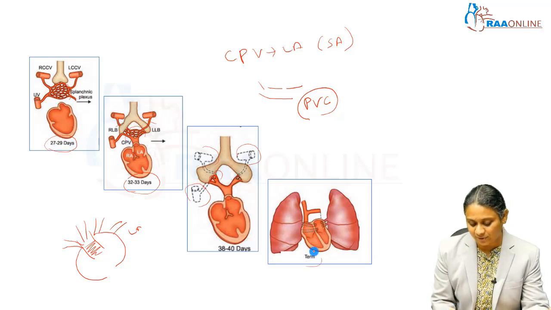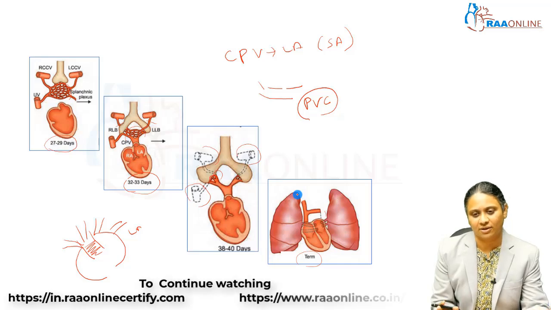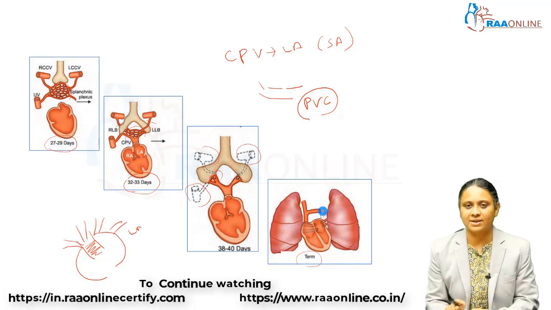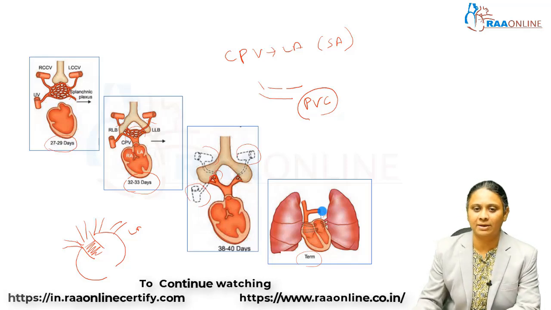So at term, you can see there are four pulmonary veins which are draining by separate ostia into the left atrium, and the connection to the left SVC, if present, or the right SVC is absent, either to the right SVC, left SVC, or to the coronary sinus. So this is the normal formation of the pulmonary veins.